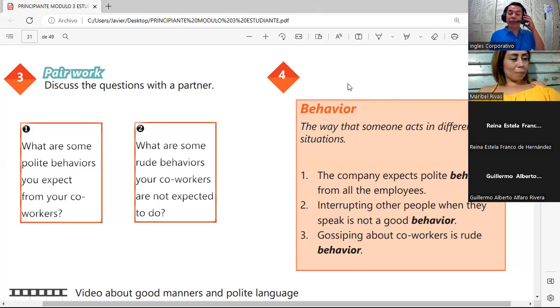And here we have the concept of behavior. Esto ya lo habíamos visto, ¿verdad? The way that someone acts in different situations. Cómo las personas actúan en diferentes situaciones. And here we have some examples. The company expects polite behavior from all the employees. La compañía espera que los empleados sean amables, ¿verdad? Especialmente si trabajan con el público. Si yo trabajo con el sistema público de educación, hay compañeros que no entienden que es de los niños que a uno le dan el salario, ¿verdad? Entonces, siempre debemos ser amables con todos. Más si son niños, en nuestro caso, como maestro, ¿verdad? Entonces, we have to expect behavior.